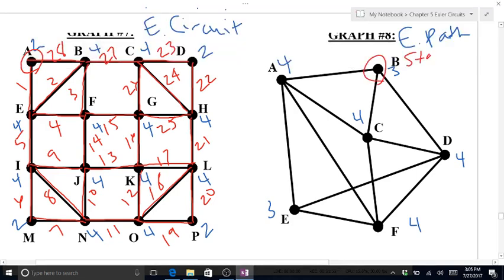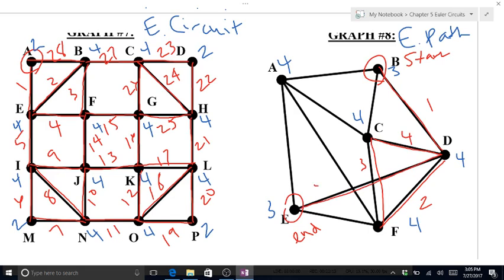So let's start at B. And we're going to end at E. So I'm going to go down to D first. That's 1. Down to F is 2. Up to C is 3. Down to D is 4. Across to E is 5. Up to A is 6. Across to B is 7. Down to C is 8. Up to A is 9. All the way down to F is 10. And over to E is 11.